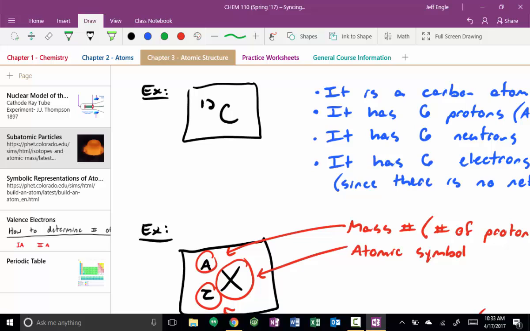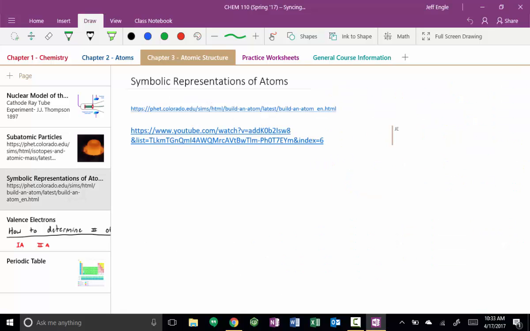So let's go ahead and switch to the symbolic representation of atoms. And in order to do this, I really like drawing, so if you guys have colored pens and things like that, you're more than welcome to bring them out. But the first thing we're going to do is try to represent some atoms, and I'm going to color code my neutrons, protons, and electrons.